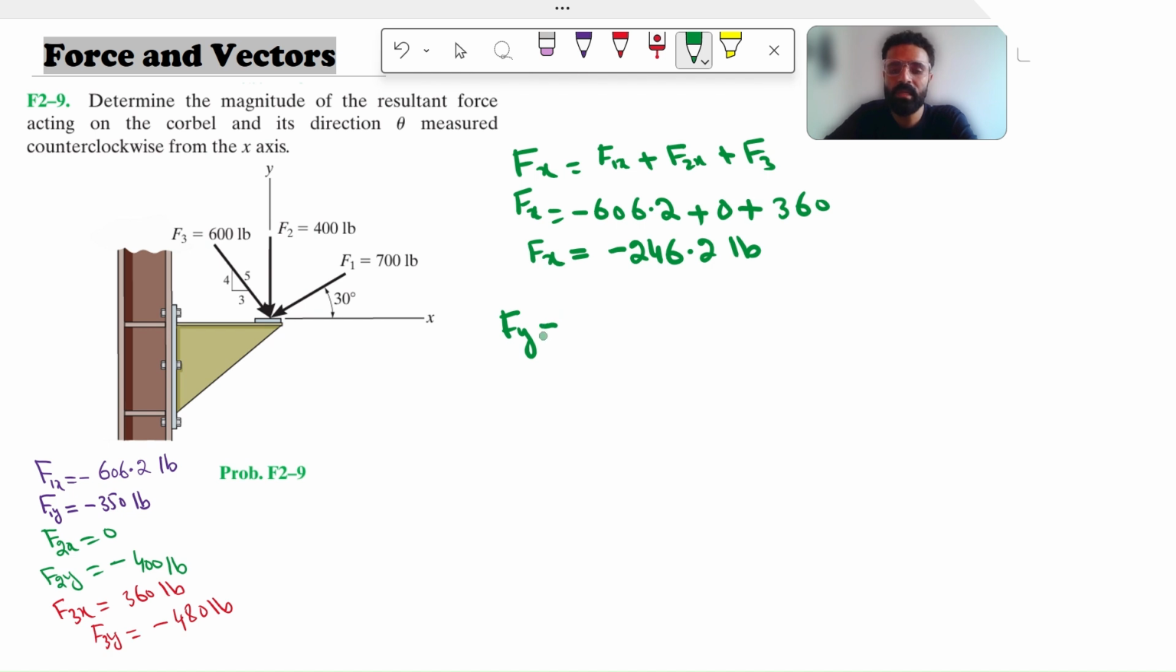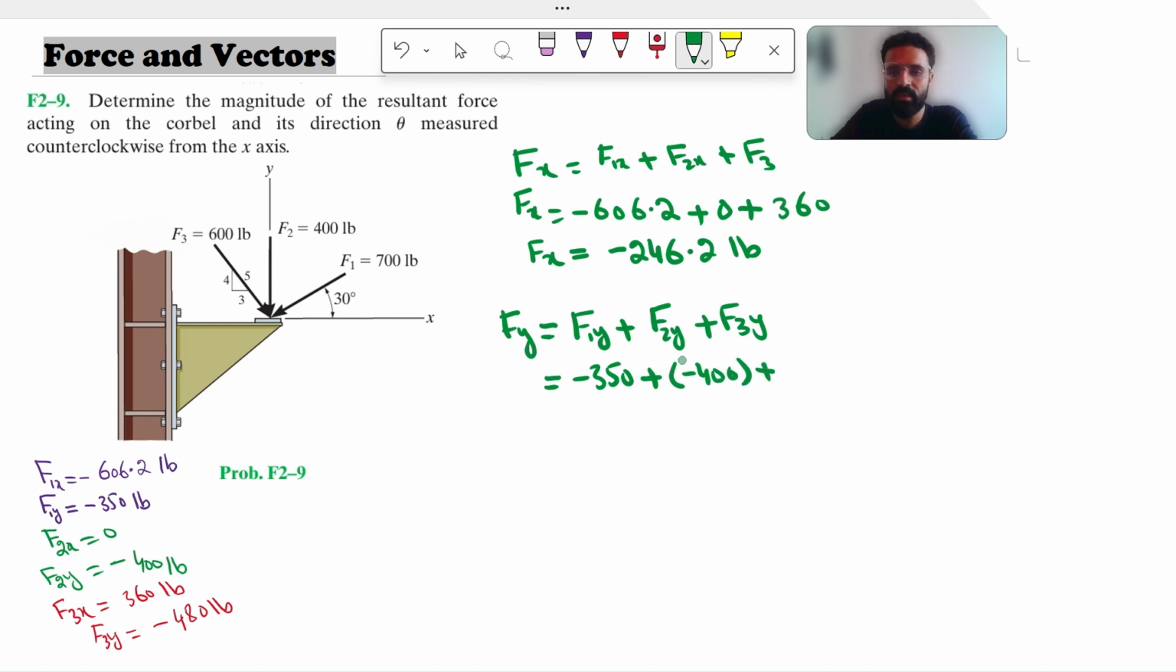Now, similarly, I will be going for the Fy. I will be adding the vertical component of each force. So F1y plus F2y plus F3y. I already found the value of F1y, F2y, and F3y. I will be putting F1y value is minus 350, plus F2y value is minus 400.